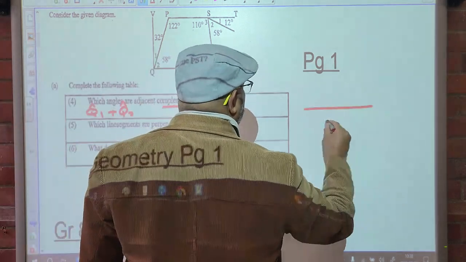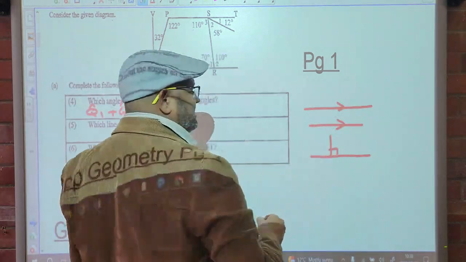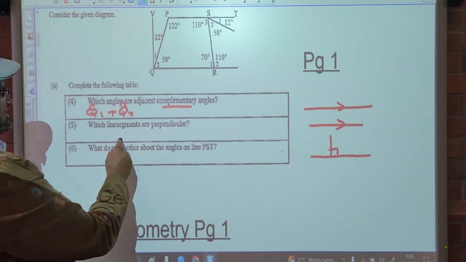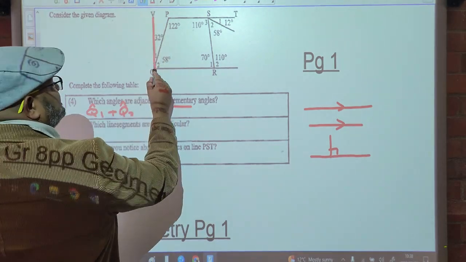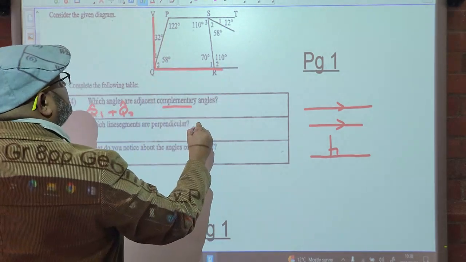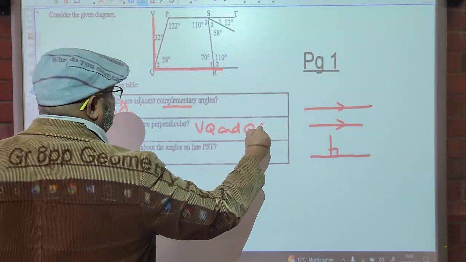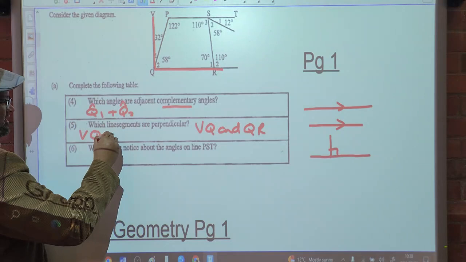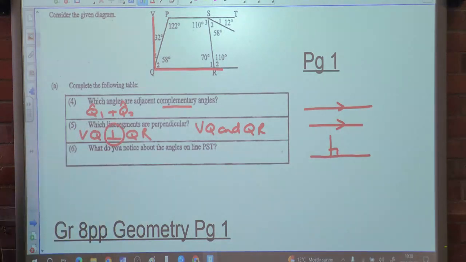Okay, if lines are parallel, that's what it looks like. If they're perpendicular, that means to say the line segments are at 90 degrees. So line segments that are perpendicular, it is VQ and QR. Later on you will see me write it as VQ is perpendicular to QR. That means to say it's perpendicular as well.